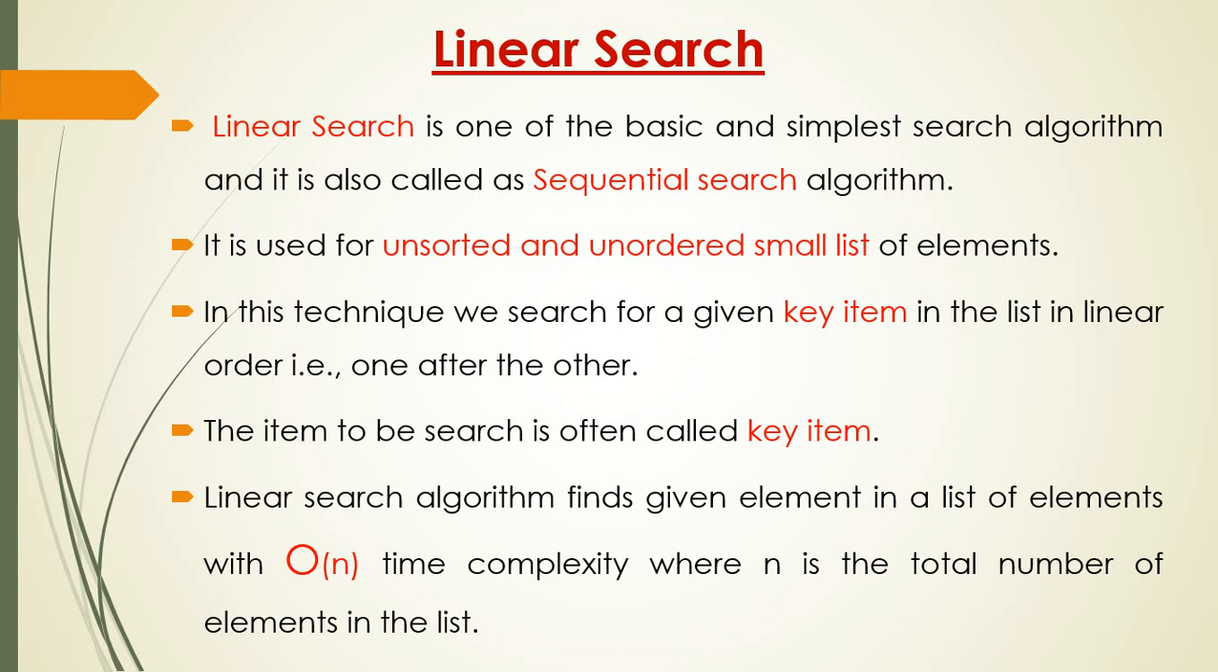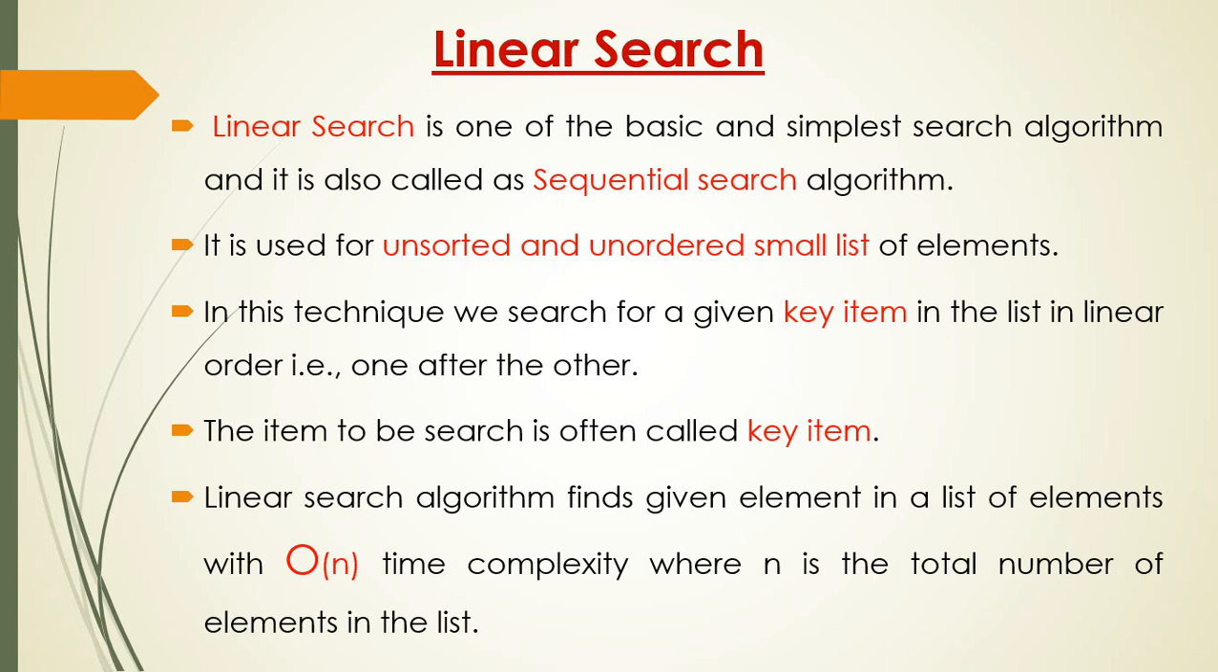In this technique, we search for a given key item, that is the search item, in the list in a linear order, a sequential manner, that is one after another. So in this linear or sequential search method, we search for the key item, the element to be searched, in the list in linear order, one after another. The item to be searched is often called the key item. The key item is nothing but the item to be searched in the list or array.